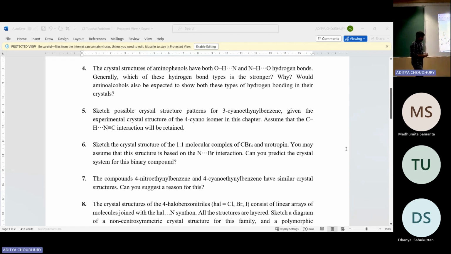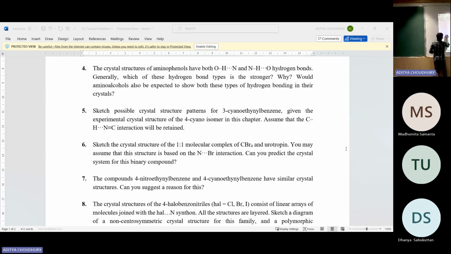Let's go to question number 4, which is the crystal structure of amino phenols. Crystals of amino phenols have both OH N and NH O bonds. Generally, which of these hydrogen bond types is stronger? Hold on a minute, let's complete this. Which of the bonds is stronger and why? Would amino phenols be expected to show both these types, or is anything dominant among these? There are two bonds now, right?